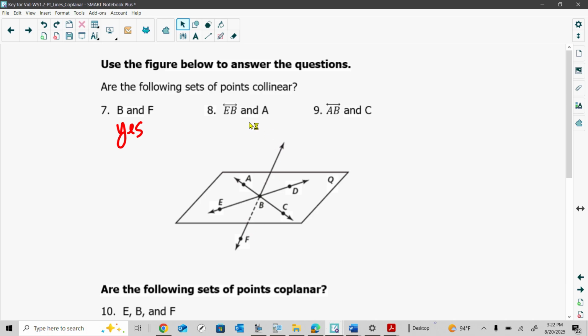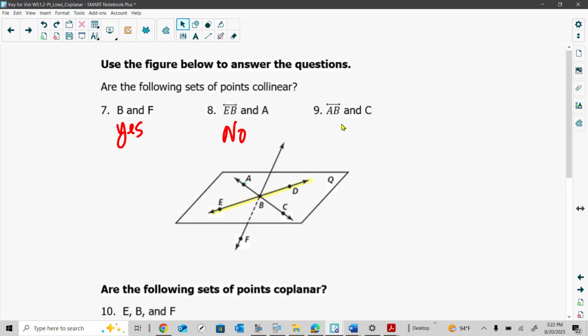Okay. Here, they want us to look at line EB, and I know we don't physically see the line. Oh, no, you can. Let me get my highlighter. I can see the line here. There's point E, there's B, so that's this whole line right there. And point A was over here, and I could see that it's inside the plane, but it's not on the line. So this is not collinear. Point A right here is not on the yellow line.